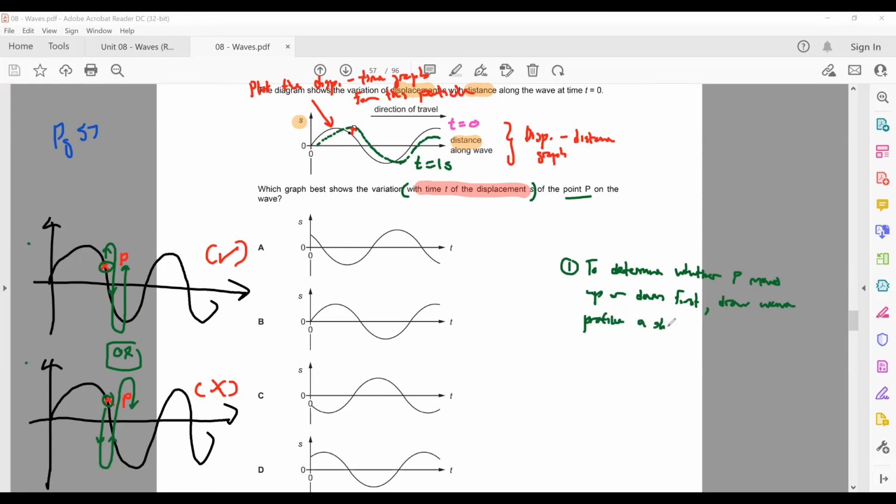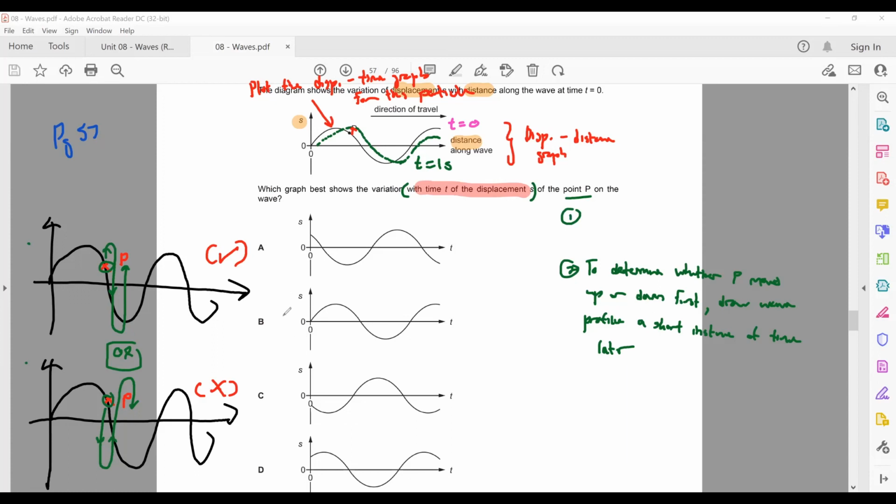A short instant of time later. Okay, so by drawing the wave profile a short instant of time later, you can see that the particle is going to move up. All right. Then after that, also notice one thing. Actually, this one should be point number 2. Okay.